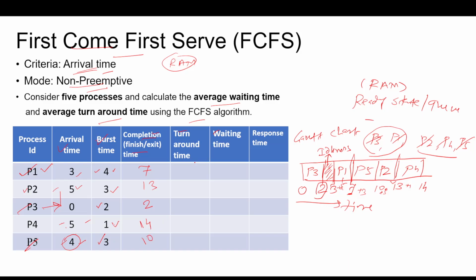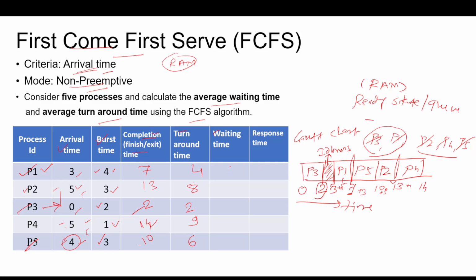Now turnaround timing. Turnaround timing is nothing but the completion timing minus arrival timing. So completion timing for P1 is 7 minus 3. Arrival timing is 3. So that means 4. Completion timing of P2 is 13 minus 5. That is 8. Right? Completion timing is 2, right? And arrival timing is 0. That means 2 minus 0 is 2. 14 minus 5, that is 9. And 10 minus 4, that is 6.